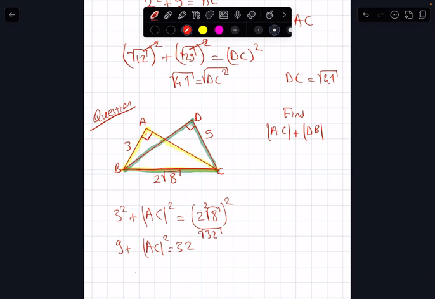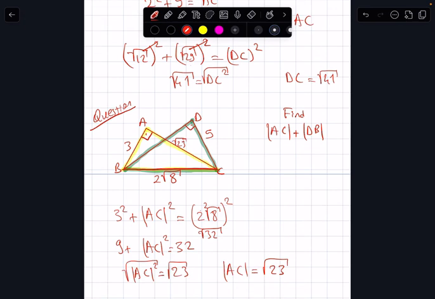And AC squared is going to be equal to 32 minus 9, 23. Then AC is going to be equal to, take the square root of both sides, square root 23. AC is square root 23.